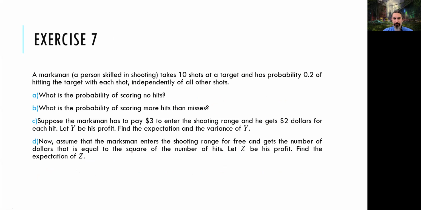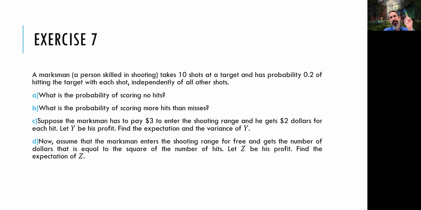Let Y be his profit. Find the expectation and the variance of Y. Here we are looking for the expectation and the variance of Y, and this one has a formula, as we know, for the expectation. But this is actually very easy because it's a binomial random variable and it was N times P. So for any 10 shots, we have a probability of getting a hit of 0.2, so my number of expected hits is 2. 10 times 0.2. So I have 2 hits expected.